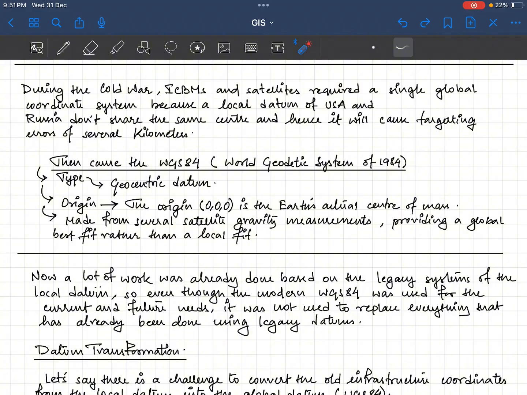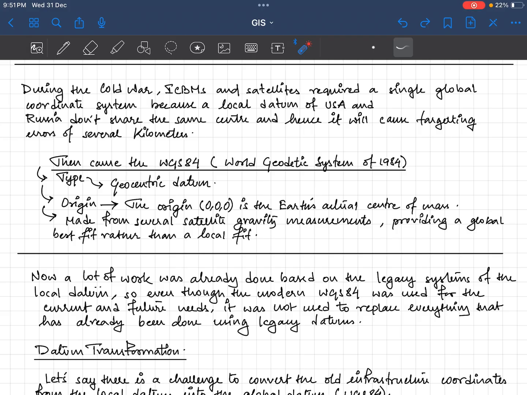To resolve this issue, they thought of stopping the use of local datums and creating a global datum. Otherwise, the problem was that any missile that, let's say, country A shot towards country B would land hundreds of kilometers away from its target. So basically, war necessitated and expedited the development of a global datum.